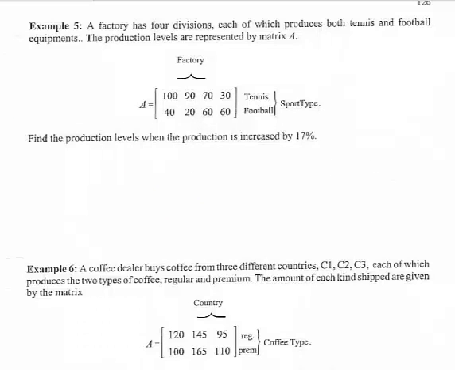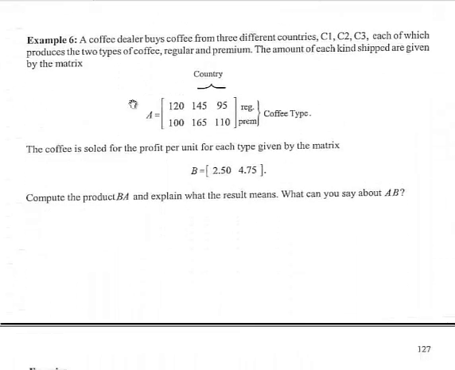What about example 6? It reads, a coffee dealer buys coffee from 3 different countries, country 1, 2, and 3, each of which produce the 2 types of coffee, regular and premium. The amount of each kind shipped are given by the matrix.